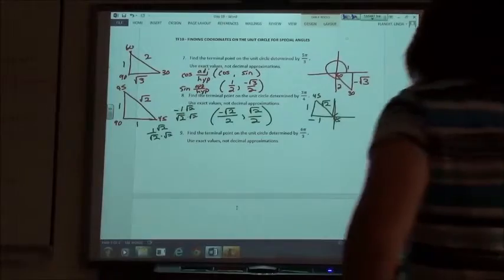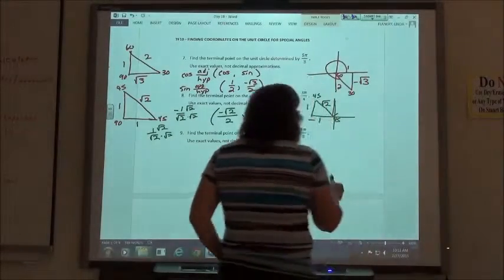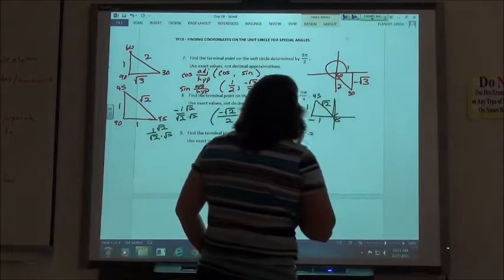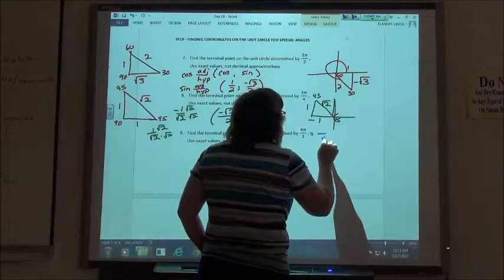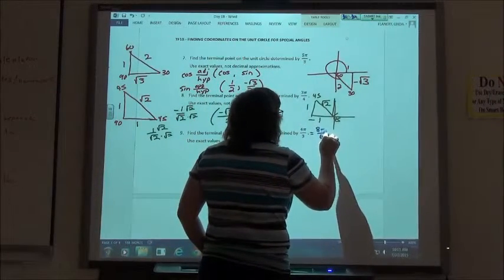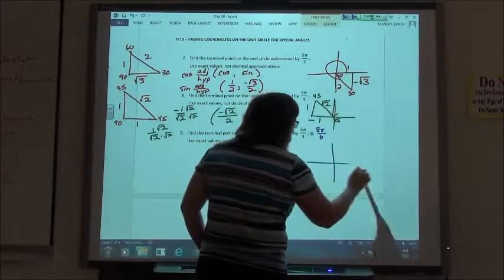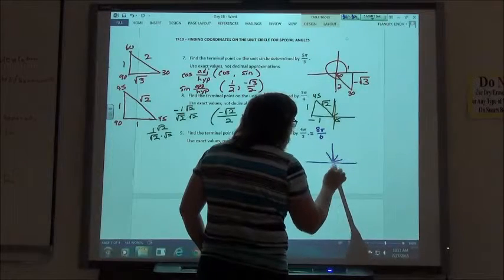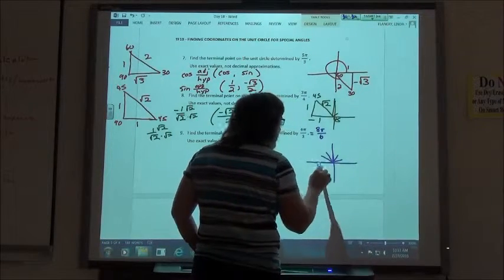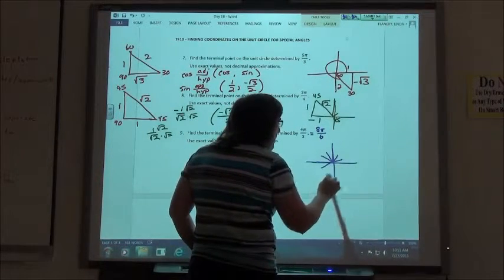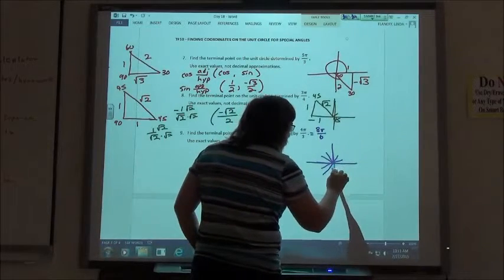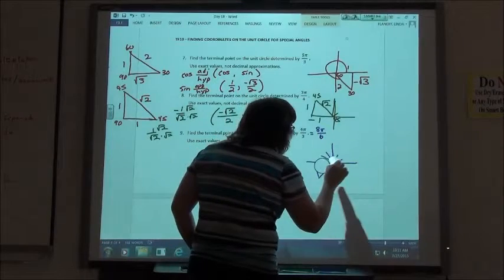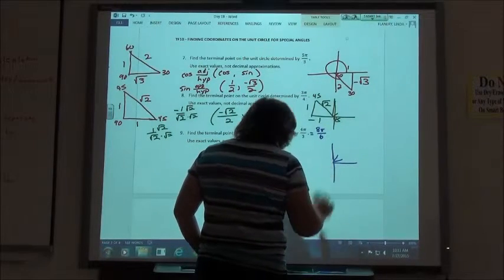So number 9, we want to find 4 pi over 3. We're going to change it into pi over 6, so I'm going to do 8 pi over 6. So 1 pi over 6, 2 pi over 6, 3 pi over 6, 4 pi over 6, 5 pi over 6, 6 pi over 6, 7 pi over 6, 8 pi over 6. So my reference triangle is going to be down here in quadrant 3. I'm going to redraw it.